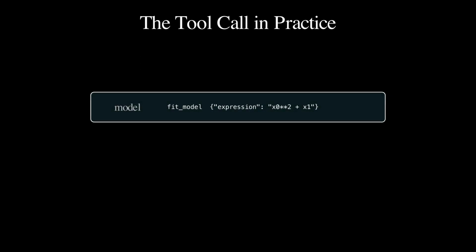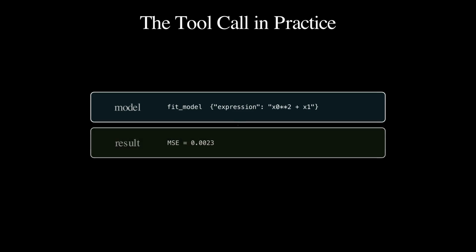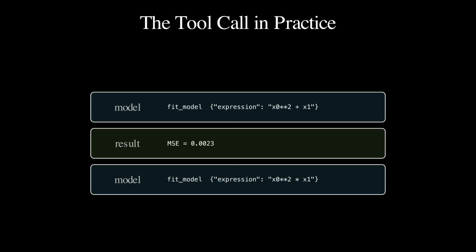Here is a tool call in practice. Turn 1. The model proposes a candidate and calls fit model with the expression x0 squared plus x1. Turn 2. The loop runs the function, collects the result, and appends it to the context as a tool result message. Mean squared error 0.0023. Turn 3. The model reads that result alongside everything before it and decides what to do next. Try another expression or produce a final answer. Each result is an observation, and the model acts on it.